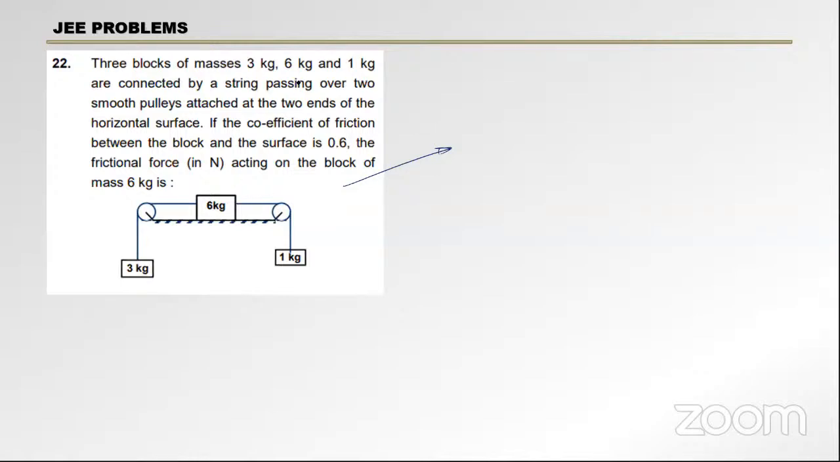So the concept was there are 3 blocks. I'll quickly explain it. There are 3 blocks connected by a string passing over a pulley. The coefficient of friction is given as 0.6. So here the friction coefficient is 0.6. Now we have to find the frictional force. Okay, so there will be 2 conditions. The first condition is the 6 kilogram box is moving, and the second condition is not moving.